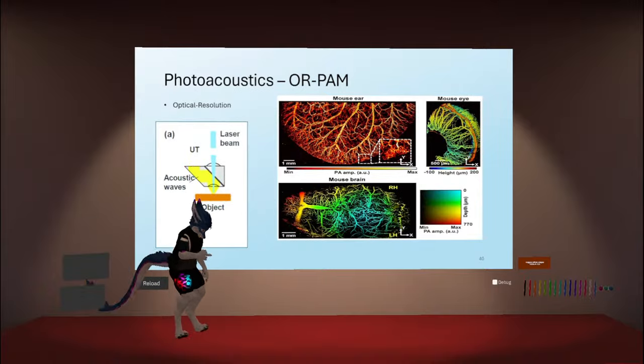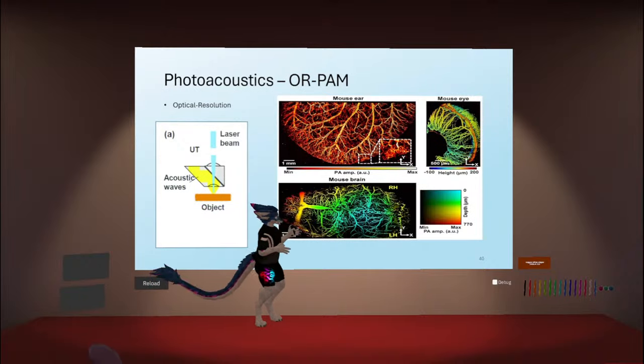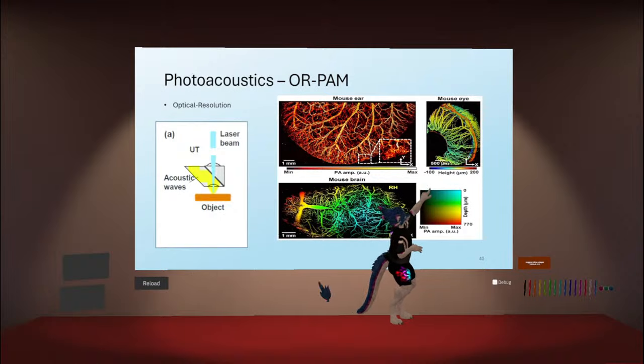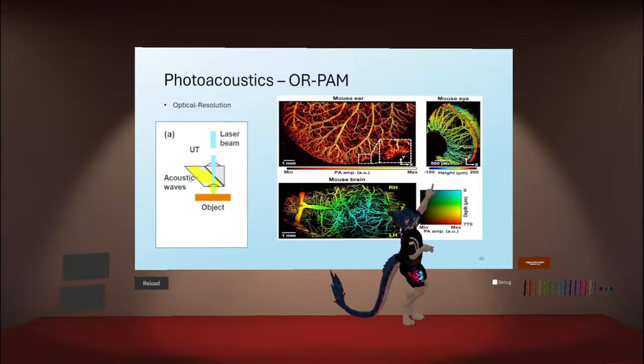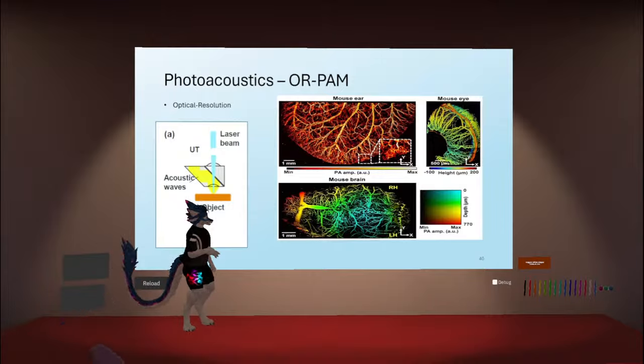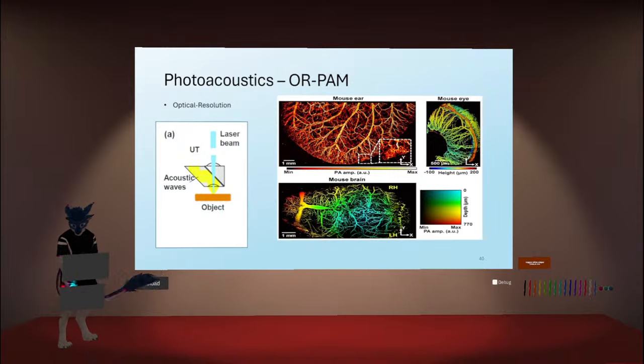You can take advantage of that wavelength dependent absorption that we showed at the start to map out blood oxygen saturation in these kinds of structures as well. So for example, here's blood oxygen saturation in the iris of a mouse eye. It's really cool. You can also use color scale to map depth, these kinds of things.